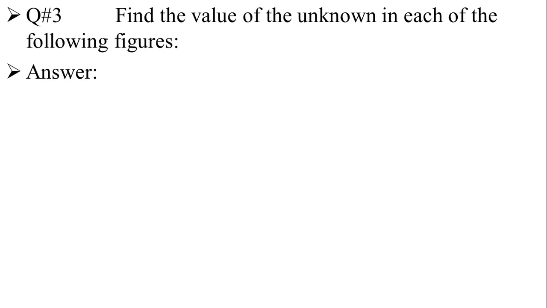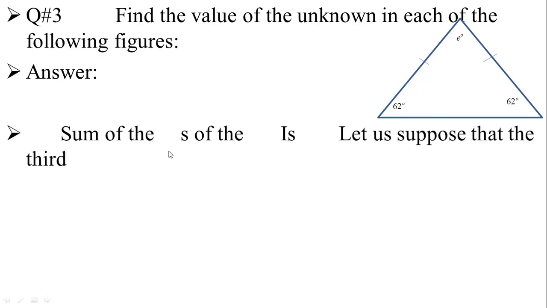So we will see the other diagram. In this diagram, we can see that the unknown value is e degrees. Here, the first angle is e degrees, another angle is 62, and the third angle is equal to the 62 angle. This sign shows that both angles are equal. So 62 plus 62 plus e degrees is equal to 180 degrees. Now we can solve that the sum of the angles of a triangle is 180 degrees.